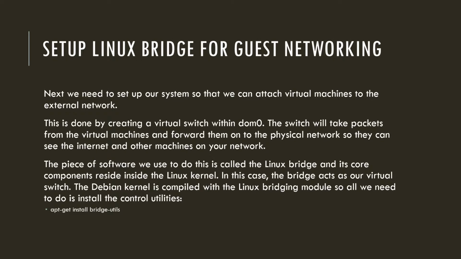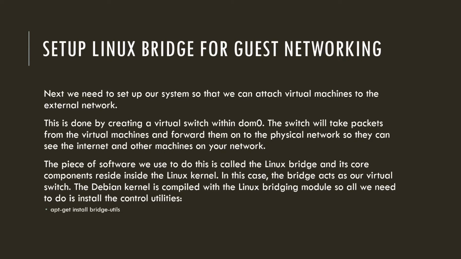So the next step would be to get the Linux bridge running for guest networking, and so we attach the virtual machines to the external network by this. This is done by creating a virtual switch within the DOM0. The switch will take packets from the virtual machines and forward them on the physical network so they can see the internet and the other machines on your network.